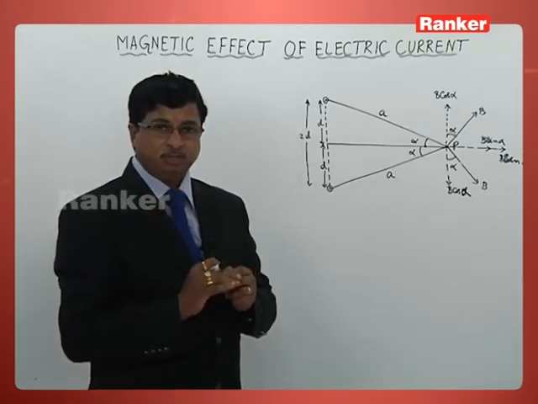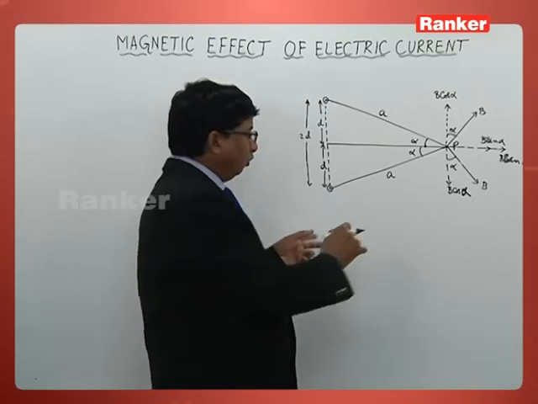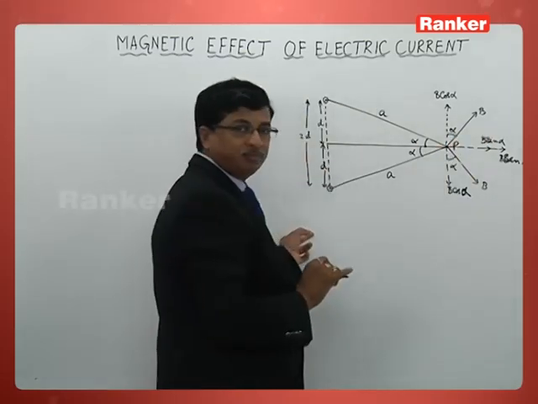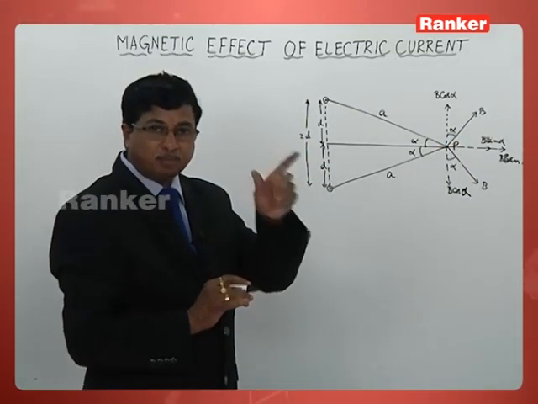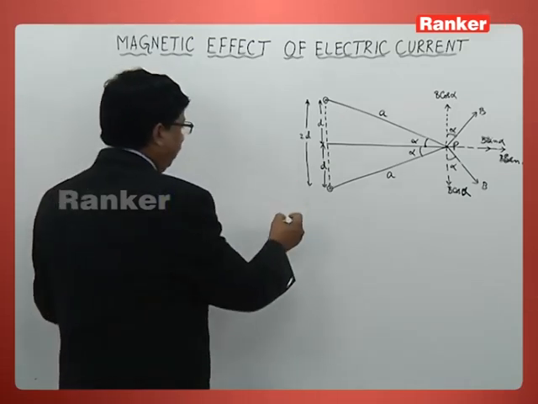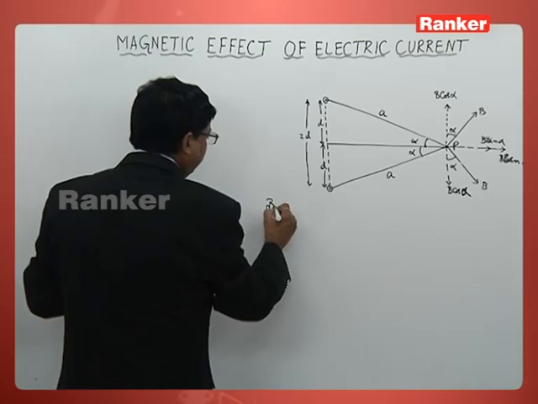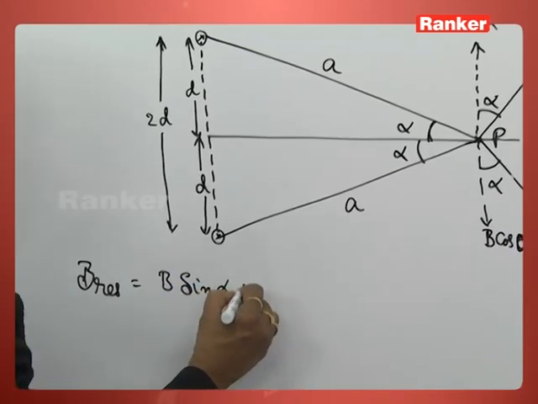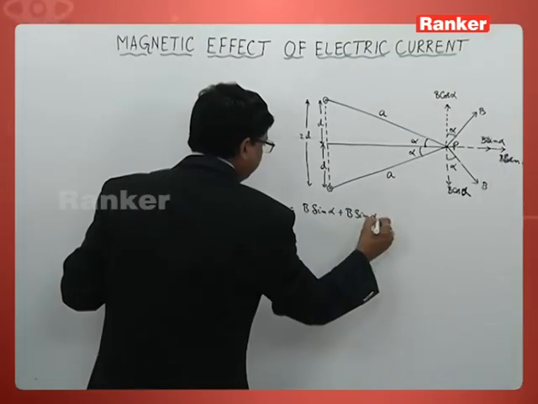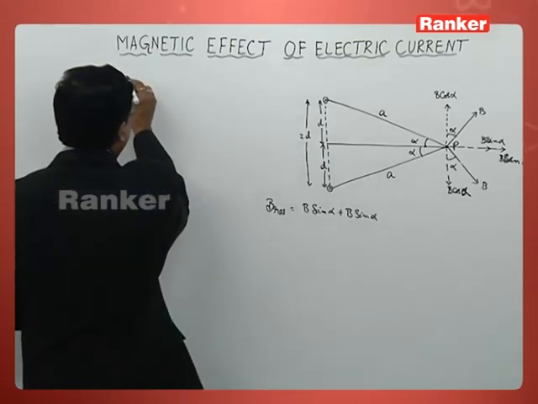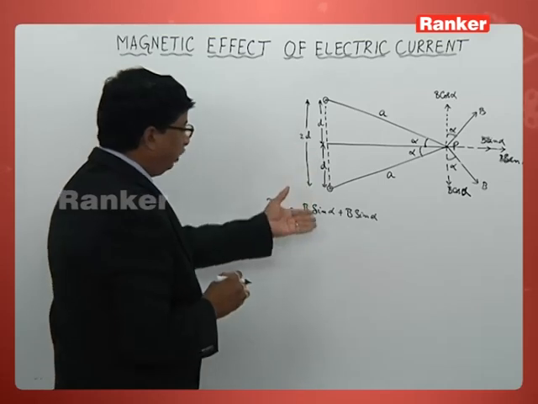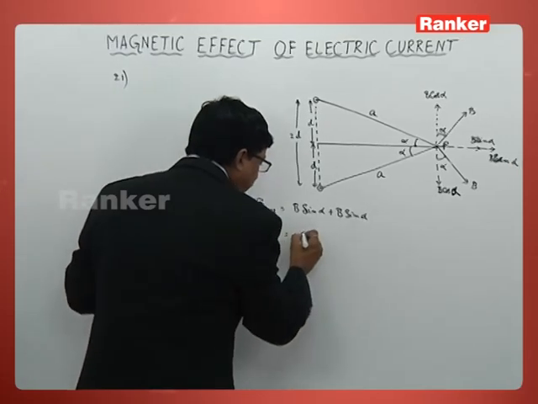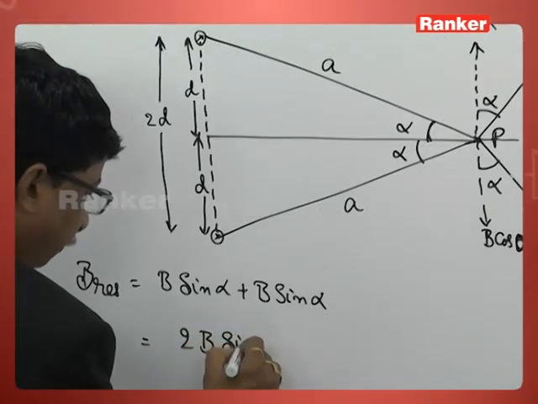Then what is left over? Check it. Only the vertical components of both the fields are in the same direction. Therefore, they are supposed to be added up. So what will now be the resultant field over here? B resultant automatically becomes B sin alpha plus B sin alpha. This is what we are going to get in this particular problem number 21. B sin alpha plus B sin alpha now becomes 2B sin alpha.